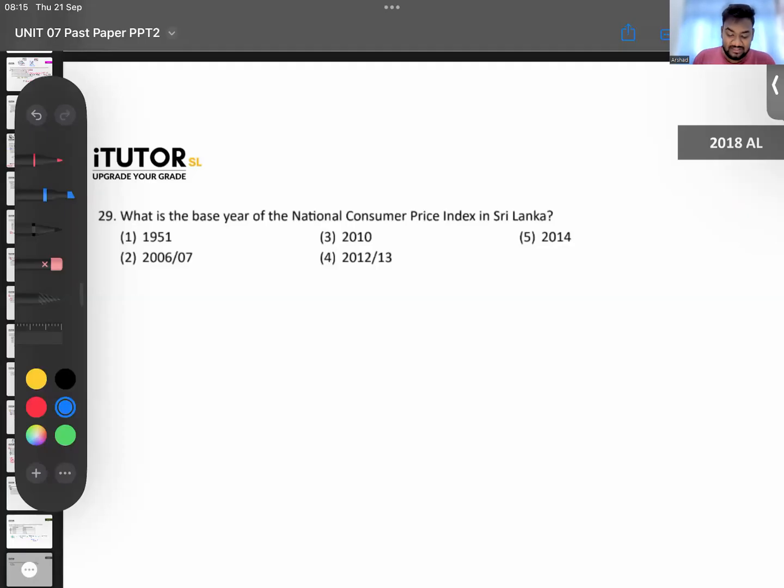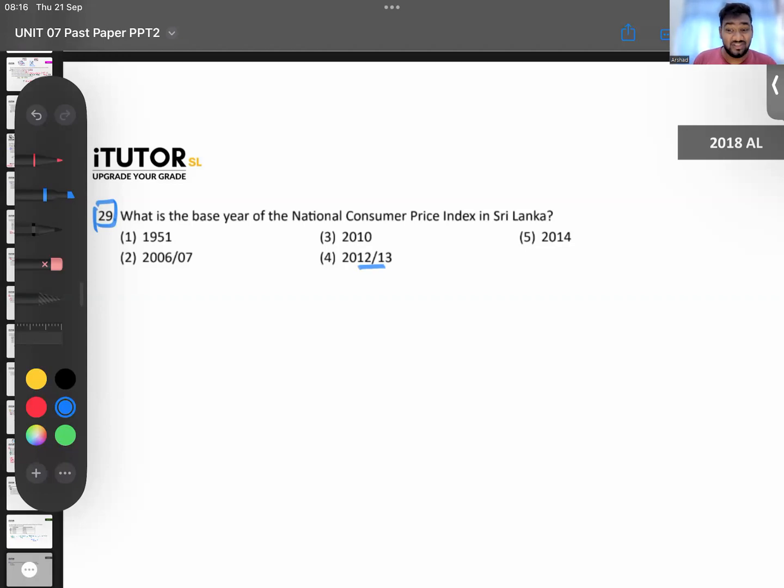What is the base year for the National Consumer Price Index in Sri Lanka? NCPI? What's the base year? Is it still 2013-14? Is it still 2012-13? It was 2012-13. It was revised this year.